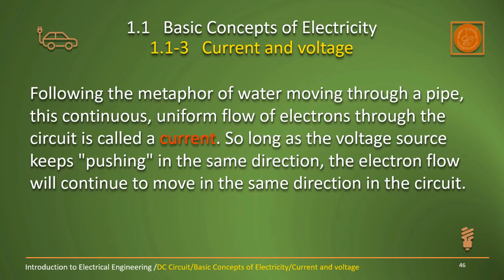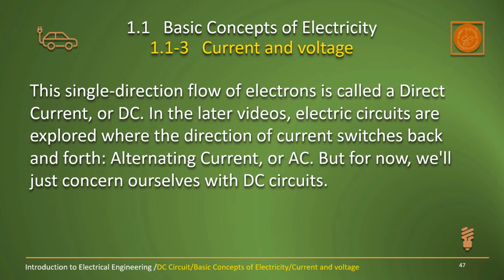Following the metaphor of water moving through a pipe, this continuous, uniform flow of electrons through the circuit is called a current. So long as the voltage source keeps pushing in the same direction, the electron flow will continue to move in the same direction in the circuit. This single direction flow of electrons is called a direct current, or DC.